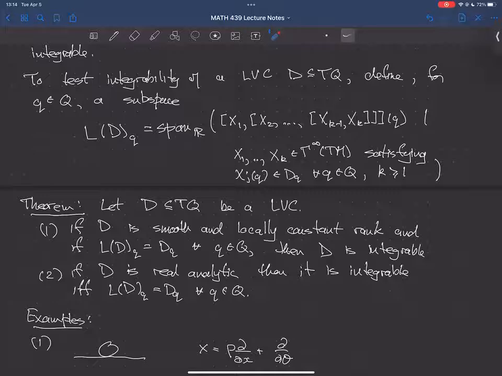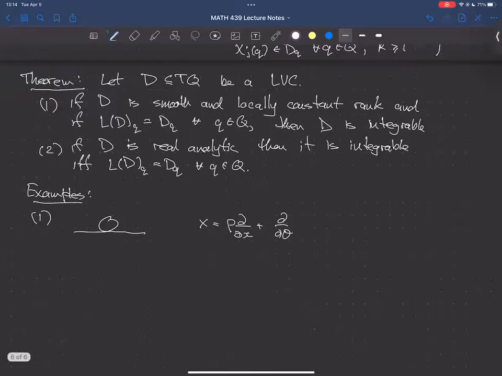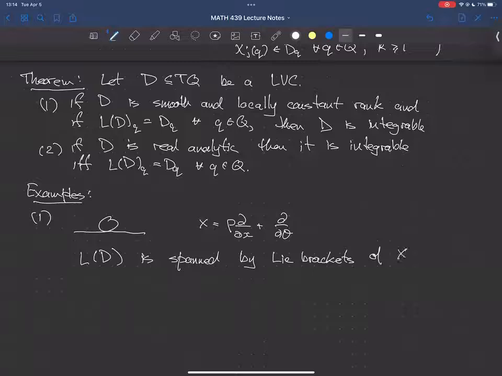And so if I'm going to check the condition for all vector fields which take values in D, there's only one vector field to work with, and that's X. And so L of D is spanned by Lie brackets of X with itself.